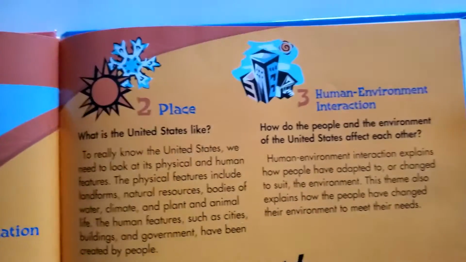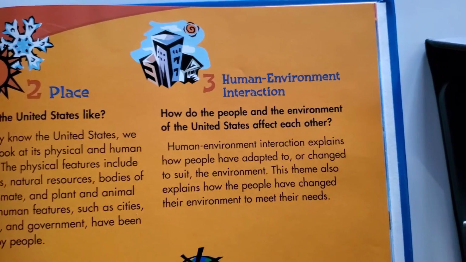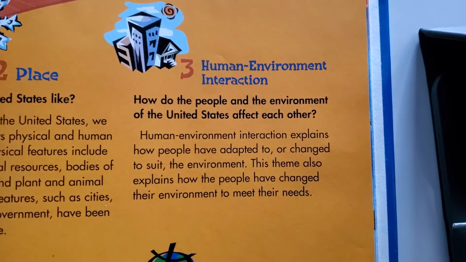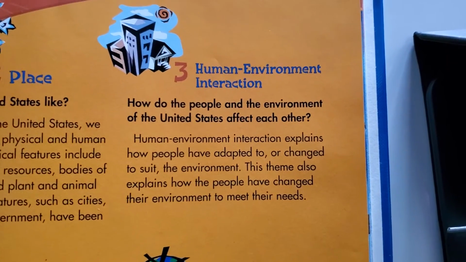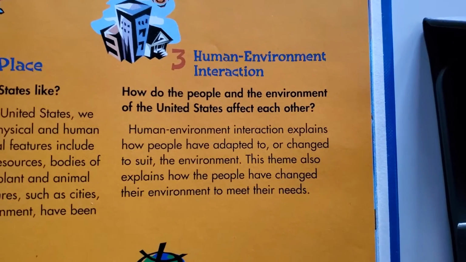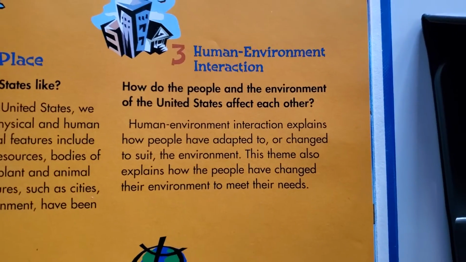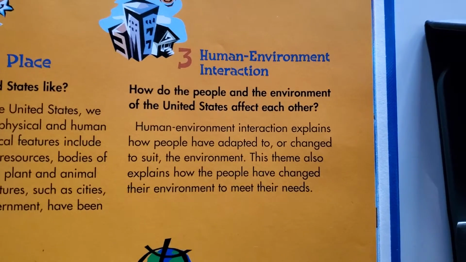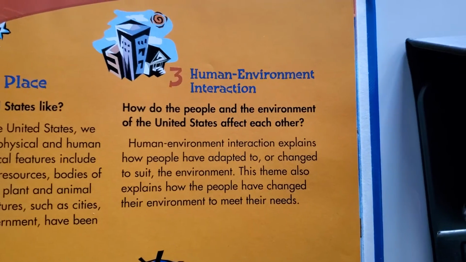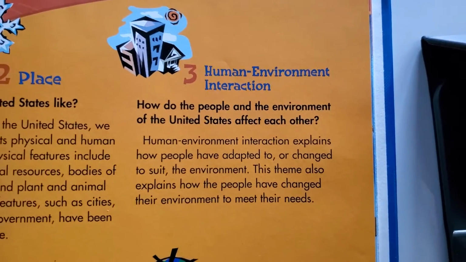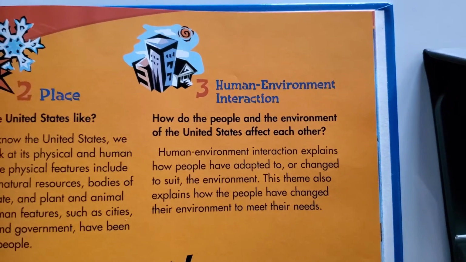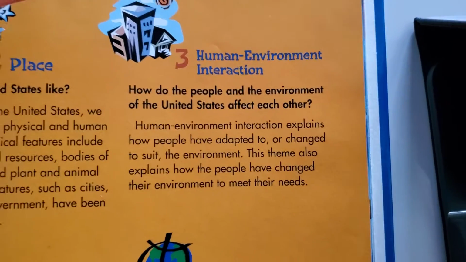Okay. The next one is human-environment interaction. How do the people and the environment of the United States affect each other? Human-environment interaction explains how people have adapted to or changed to suit the environment. This theme also explains how people have changed their environments to meet their needs. So we were talking about how if you go somewhere that's not good weather, where it's very dry, then you can't build farms there. But people have built a lot of farms around Shabana and Waterman.